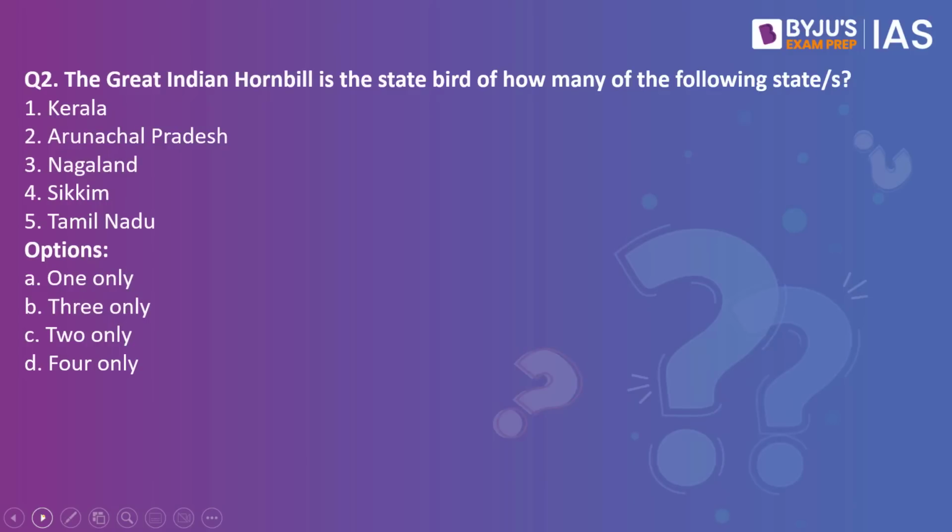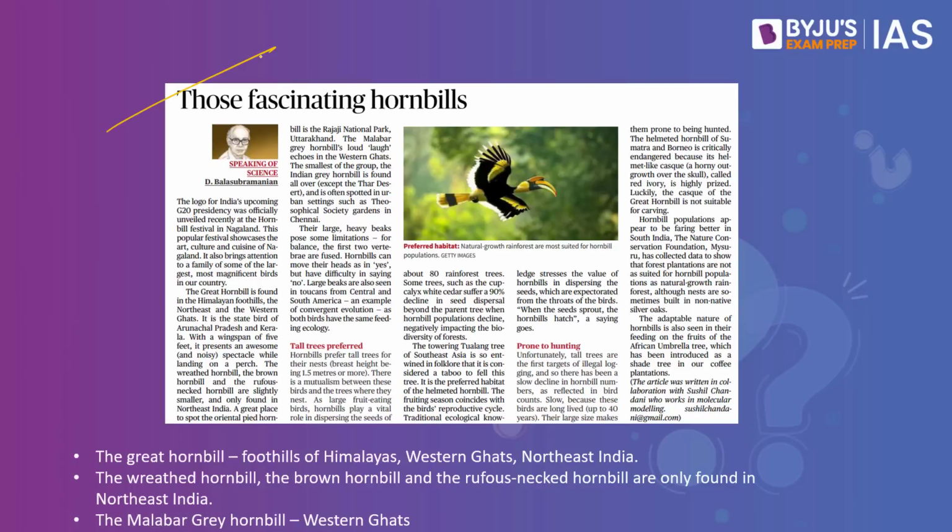Moving on to question number 2. The Great Indian Hornbill is the state bird of how many of the following states? Number 1 Kerala, number 2 Arunachal Pradesh, number 3 Nagaland, number 4 Sikkim, number 5 Tamil Nadu. What is the context? This article in the Hindu newspaper today has a reference to the hornbills, and that is why this question.